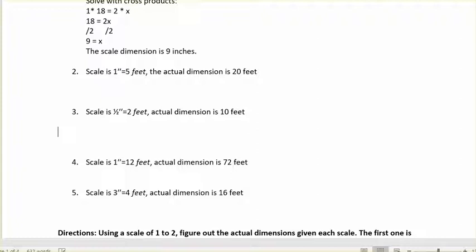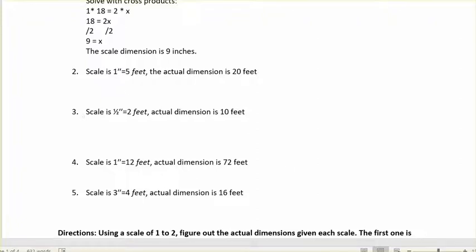Okay, so we are going to first set up our proportion. Now you can do this typing in a couple different ways. You can type just using the division bar, or you can insert an equation which would make it look more like a fraction. I'll show you how to do that.